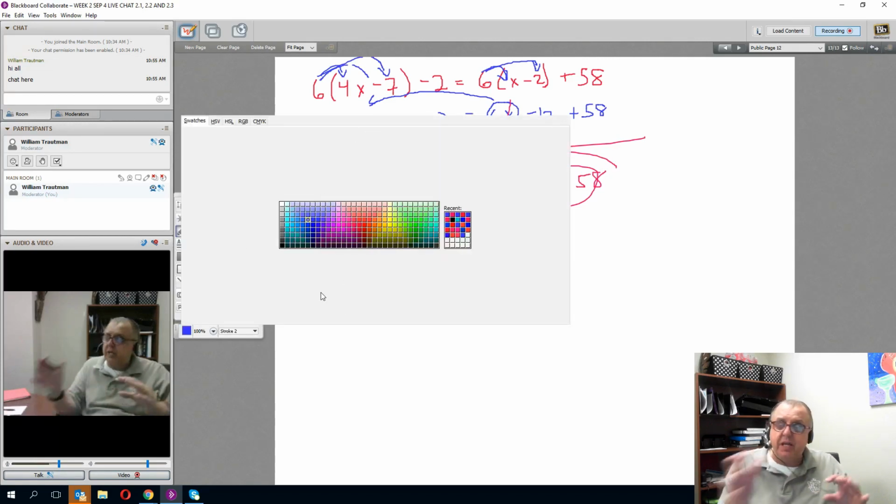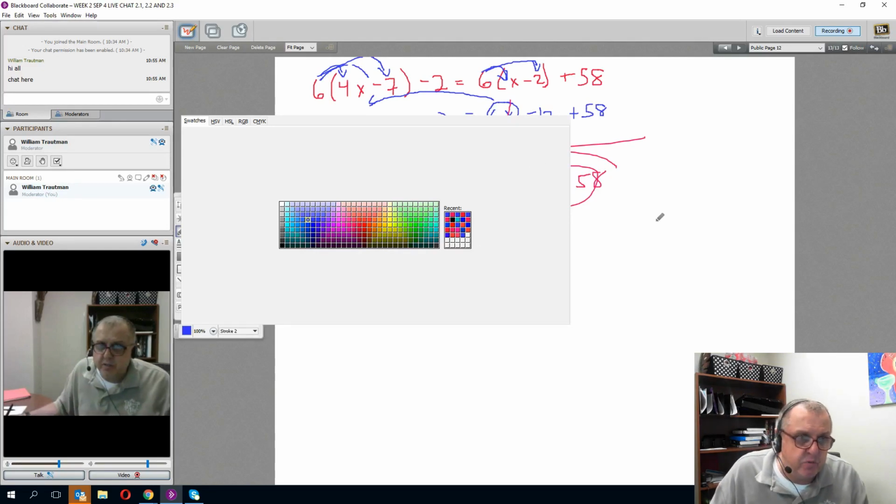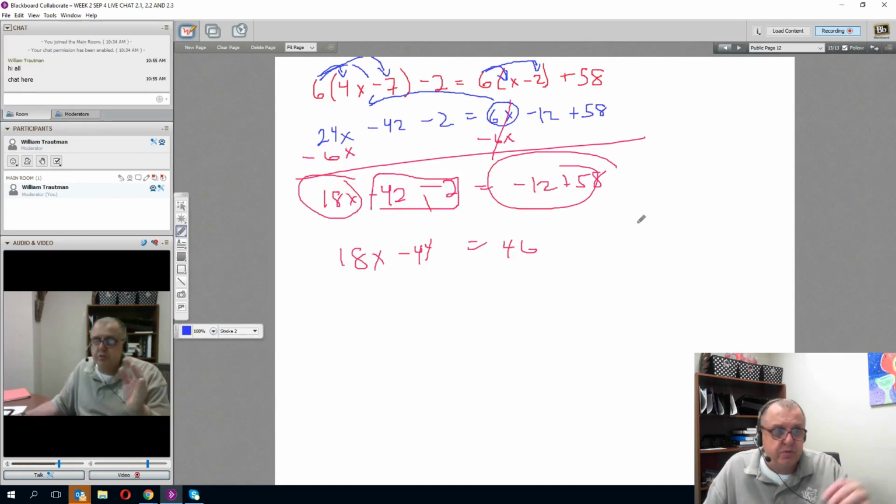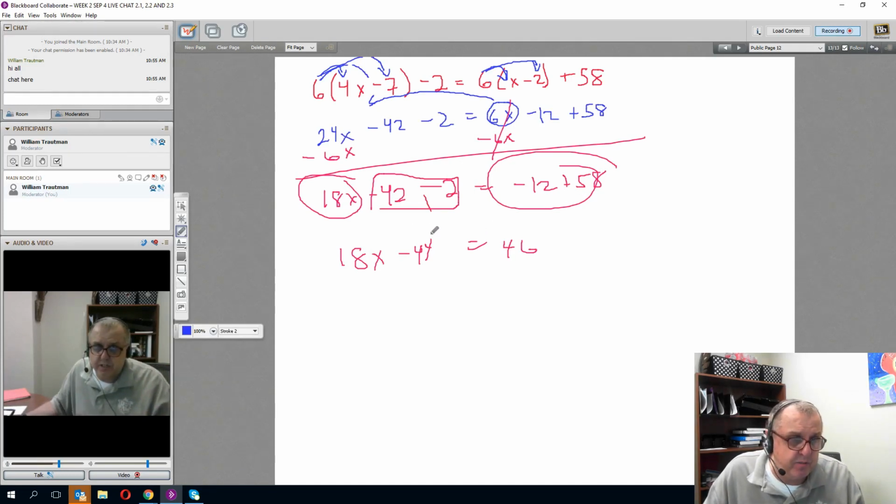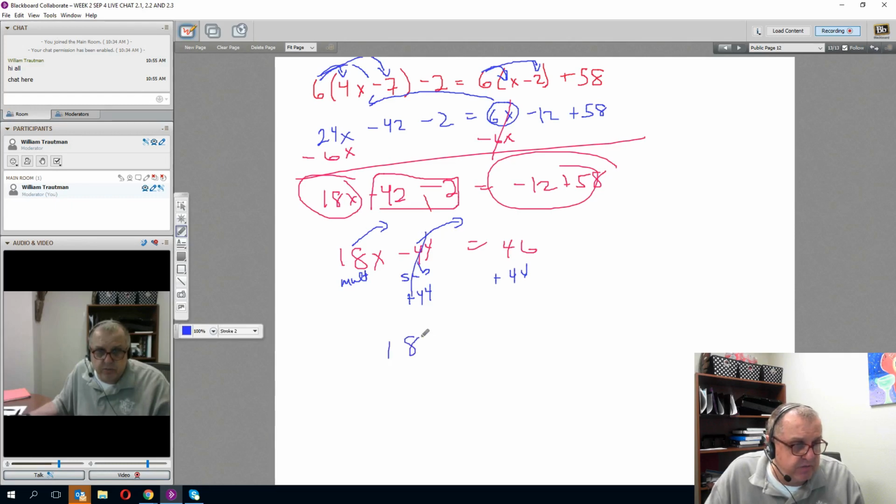You can't cross them or combine them with something on the other side. You have to send them to the other side first. But if they're on the same side, you can add the numbers together. So I need to get rid of the minus 44 and I need to get rid of the 18. The 18 is multiplied times the x. This is subtracting. Always get the add and subtract to the other side. It's a minus 44, so we're going to plus 44. This turns to 0. I'm left with 18x equals 90. 46 plus 44 is 90.